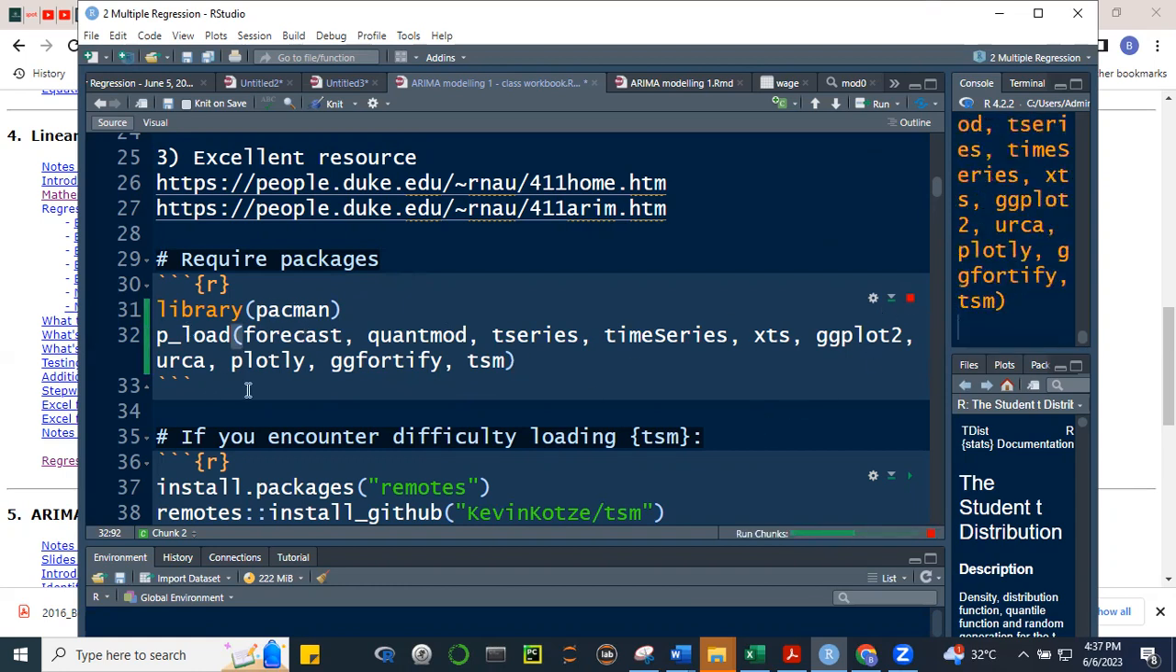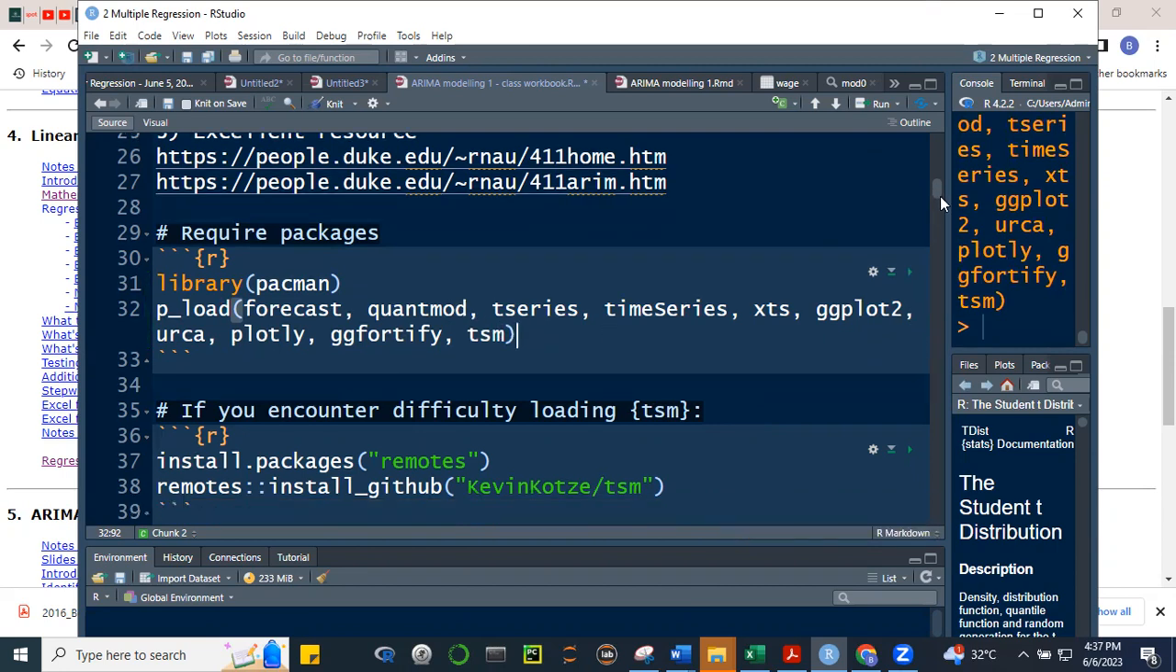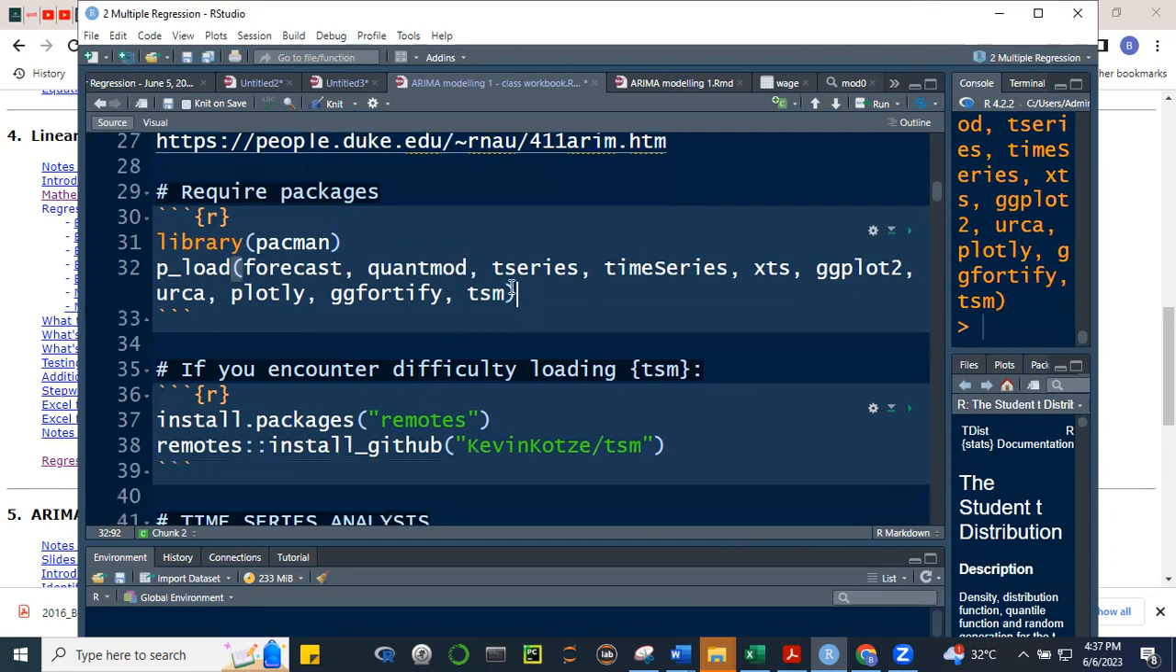Okay, that's installing already and also loading at the same time. In case you have problems with TSM, I checked this out because sometimes before, when I would load this, nagkakaproblema ako. So I found this another way to load your TSM. You can use the remotes package.